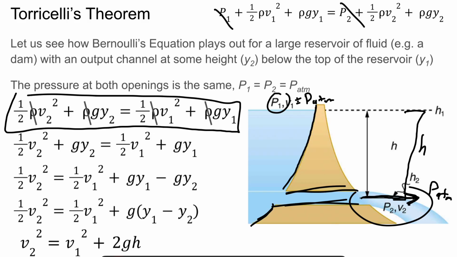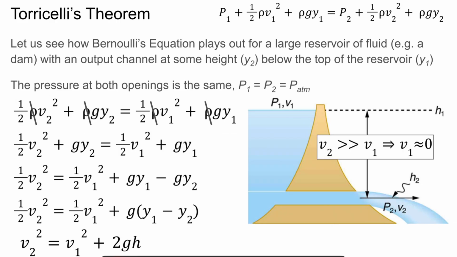So if we multiply by 2 to get rid of those halves, then our velocity coming out of the hole squared equals v1, the velocity of the water over here, so how quickly it's descending, squared, plus 2 times g, the acceleration due to gravity, times h, the difference in height between the top of that reservoir and where the hole is.